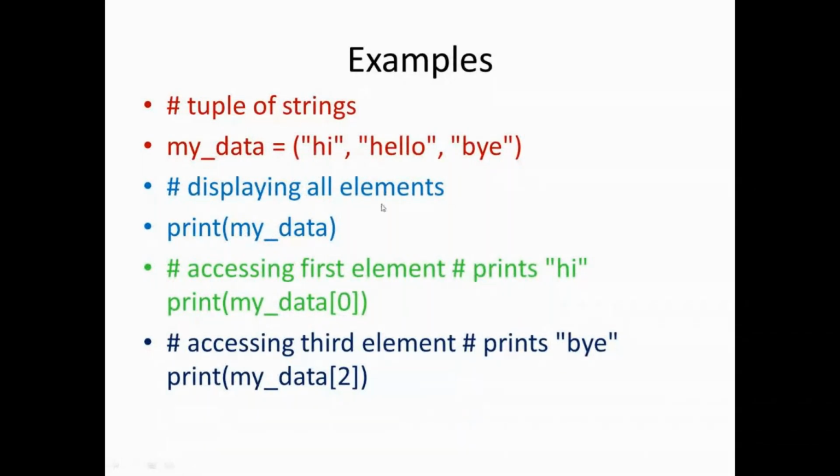We can access the elements based on indexing because it supports indexing. Whenever the order is there, the indexing will be there. How to access the third element? Because indexing starts from 0, print(my_data[2]) gives the third element.